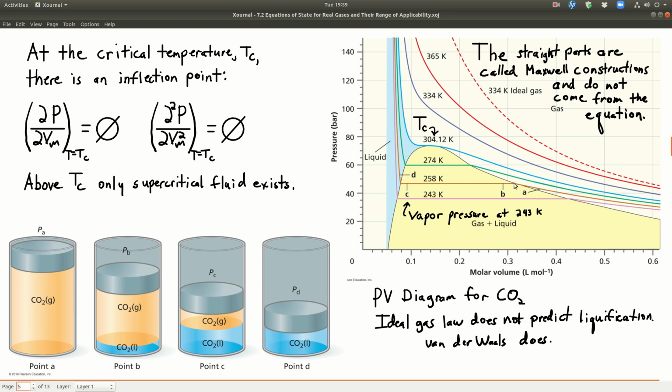Before about right here, which is a little over a third of a liter for the molar volume, as we decrease the volume, the pressure gradually increases, which makes sense because gases are compressible. In this region right here, the pressure does not change, it stays constant the whole time. But once the carbon dioxide has all been converted from a gas into a liquid, if we try to decrease the volume, the pressure just shoots way up because liquids are not very compressible. So you squeeze it and the pressure just shoots right up.